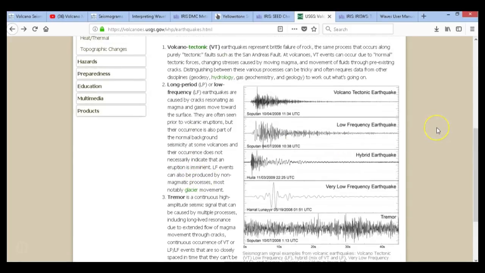They are often seen prior to volcanic eruptions, but their occurrence is also part of the normal background seismicity at some volcanoes, and their occurrence does not necessarily indicate that an eruption is imminent. I have to go along with them on that one. That's very true. But trust me, it can lead to an eruption at times. LF events also can be produced by non-magmatic processes, most notably glacier movement. As stated, low-frequency earthquakes at volcanoes are also caused by the injection or withdrawal of magma resonating through above cracks or fissures.